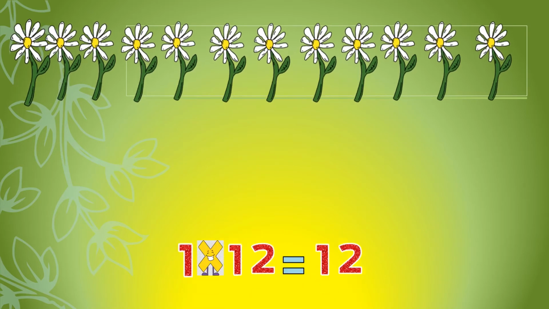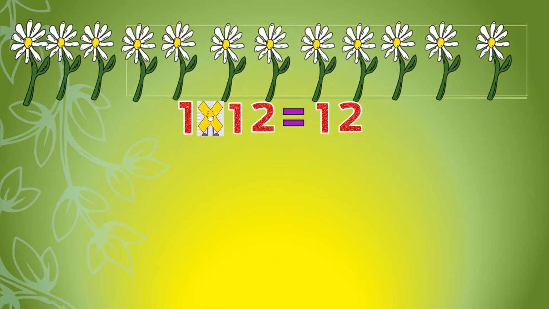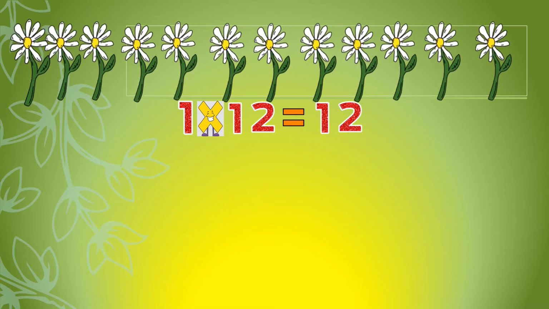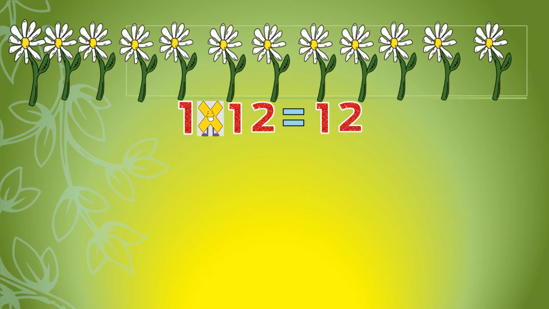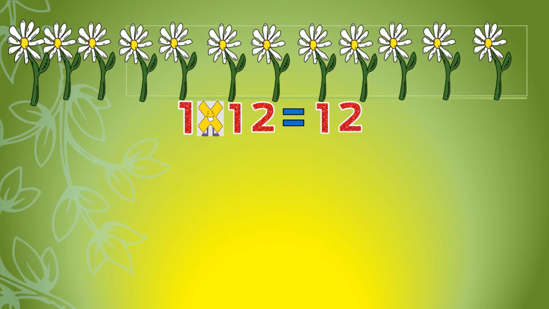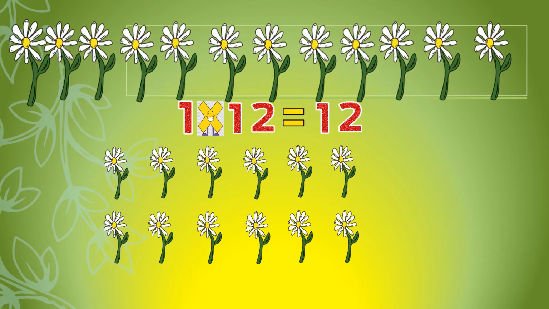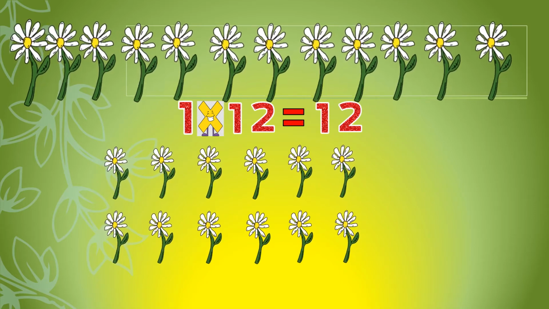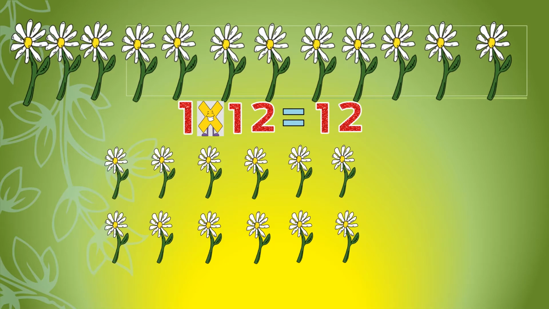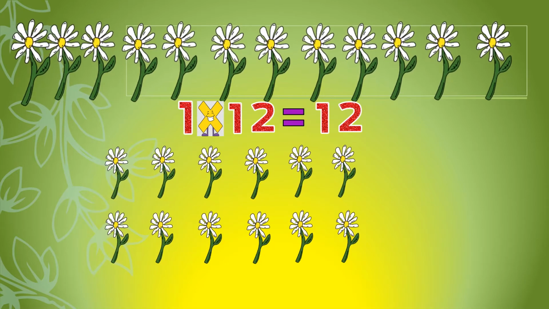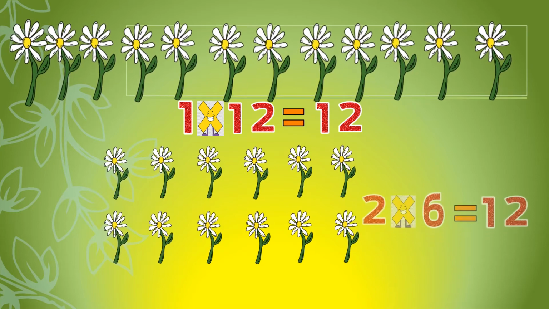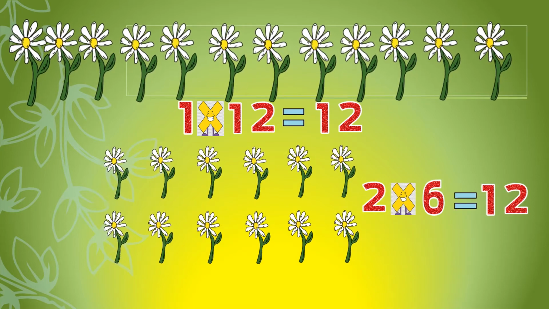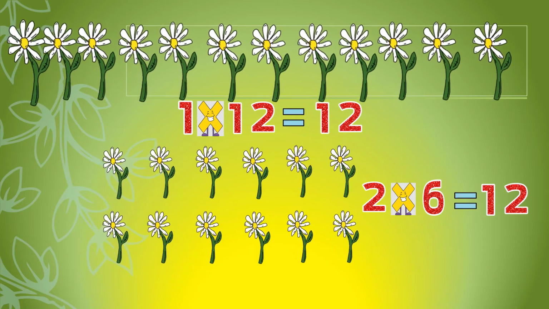Children, for this, what can we write as a multiplication sentence? 1 multiplied by 12 equals 12. That means 12 flowers are arranged in a single row. Okay, now let's see the second arrangement. See, now here we have 2 rows and each row has 6 flowers. So our multiplication sentence will be 2 multiplied by 6 equals 12.